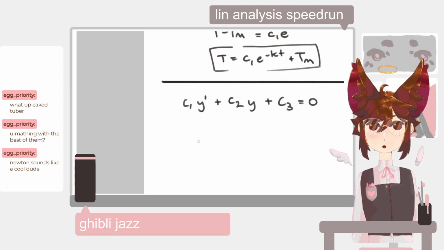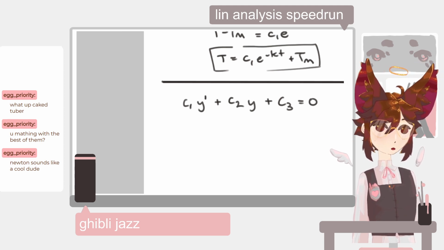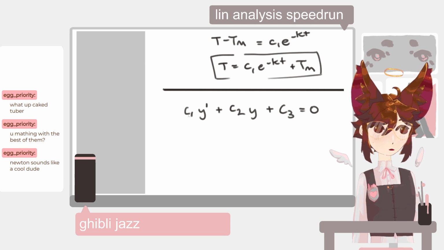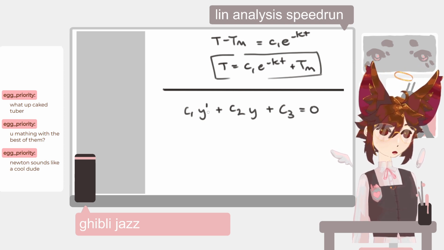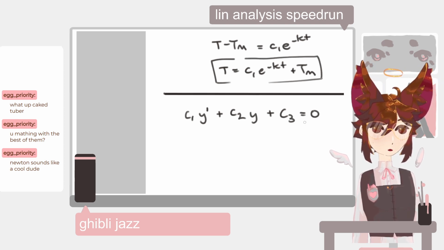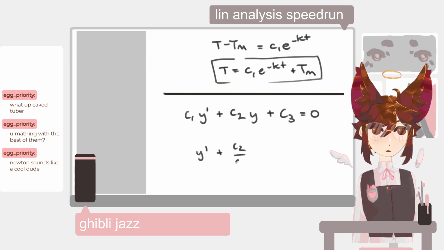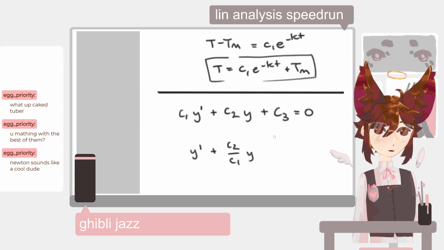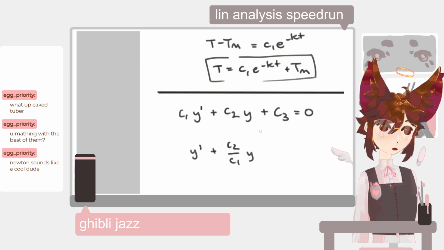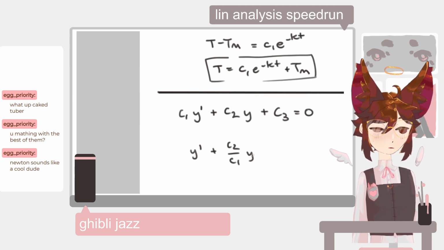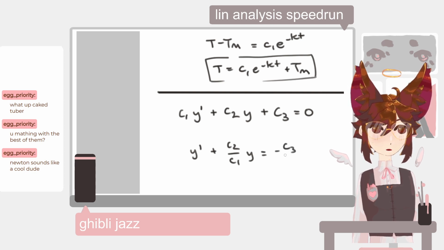Okay. So for the form we have to get this in is this. We want nothing in front of the y. We want the constant in front of the y to be 0. So we're going to divide everything by c1. So we'll have y plus c2 over c1, sorry, y prime. And we want this c3, whatever is left, on the left. So we'll have negative c3 over c1.